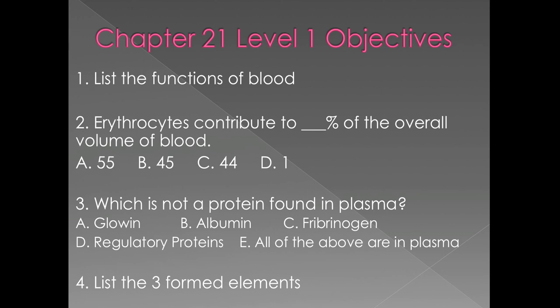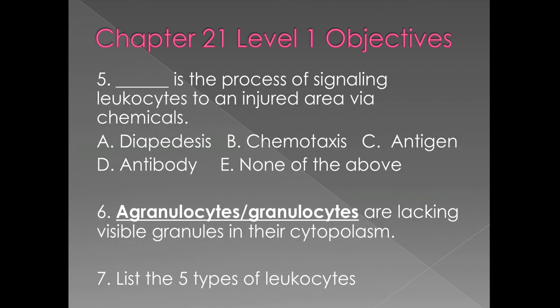List the 3 formed elements. They are erythrocytes, leukocytes, and platelets, and those make up 45% of the overall volume of blood. Blank is the process of signaling leukocytes to an injured area via chemicals. That is chemotaxis, B. Blank are lacking visible granules in their cytoplasm. That would be agranulocytes. And then list the 5 types of leukocytes. In order from most abundant to least abundant, we have neutrophils, lymphocytes, monocytes, eosinophils, and basophils.